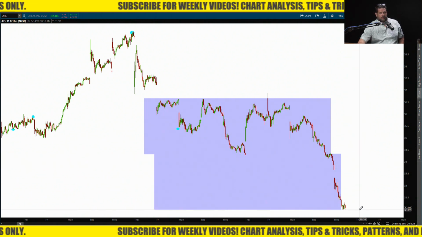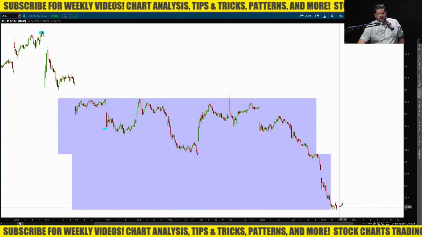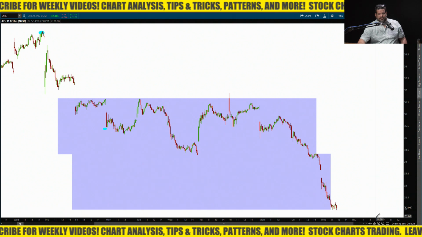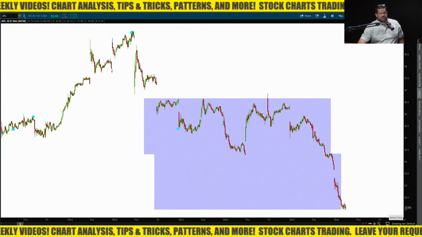We're at support. We had this huge fall off, and now we're at support, and we're consolidating, proving that this is a good area. So now let's look for something else to confirm. Let's enter into this trade.